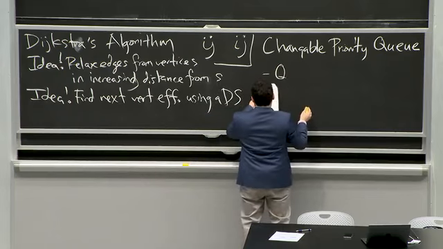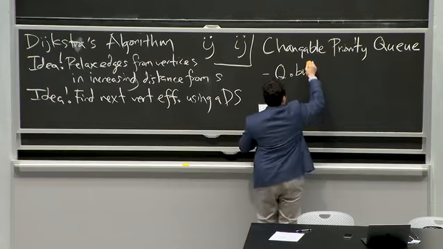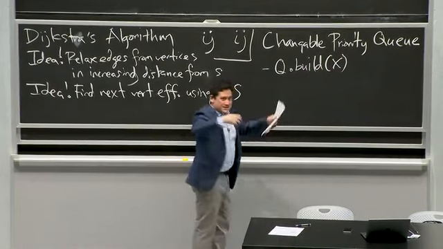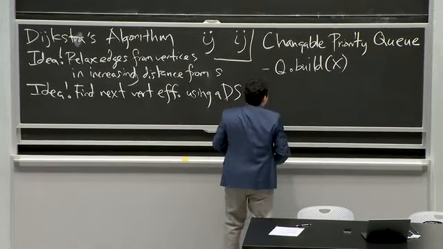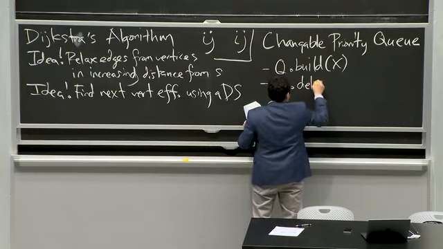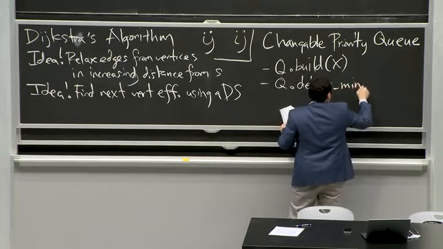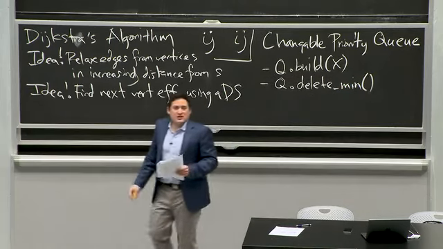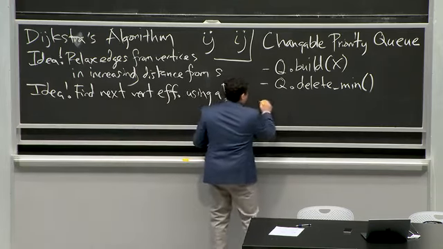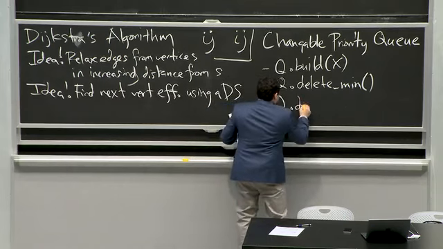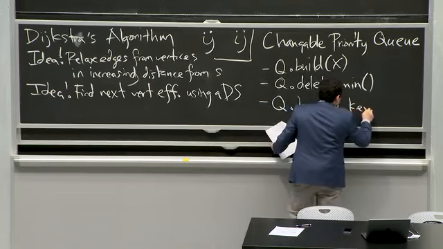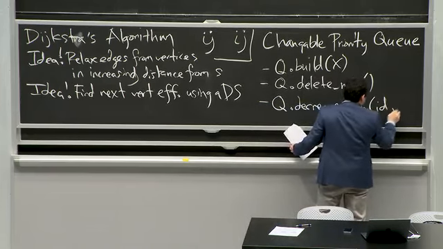We're going to say it's a queue. We can build it on an iterable set of items, just n items in there. We can delete min from the queue. Okay, this is the same now as the priority queue. It's this third operation that's going to be different: decrease the key of an item that has ID.